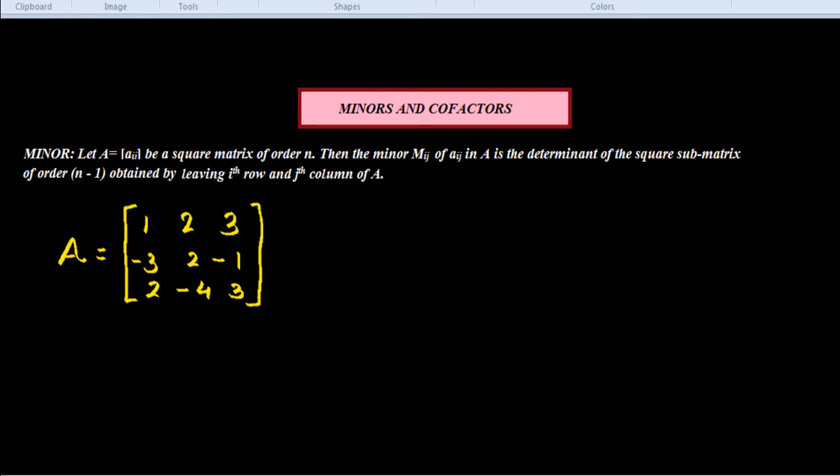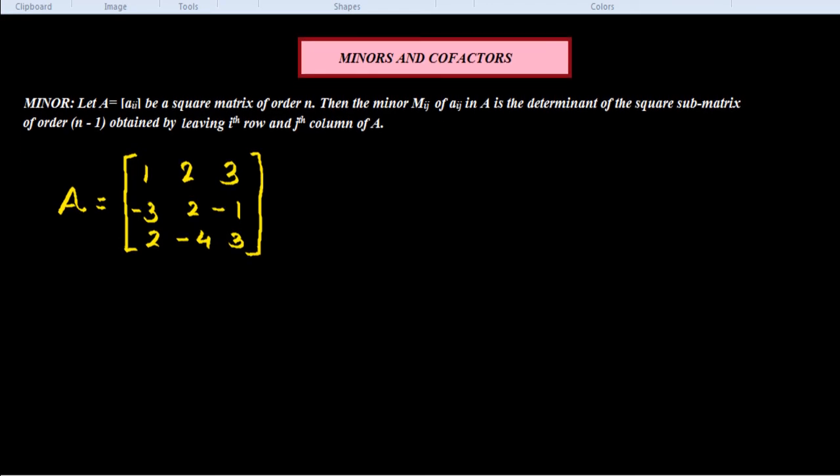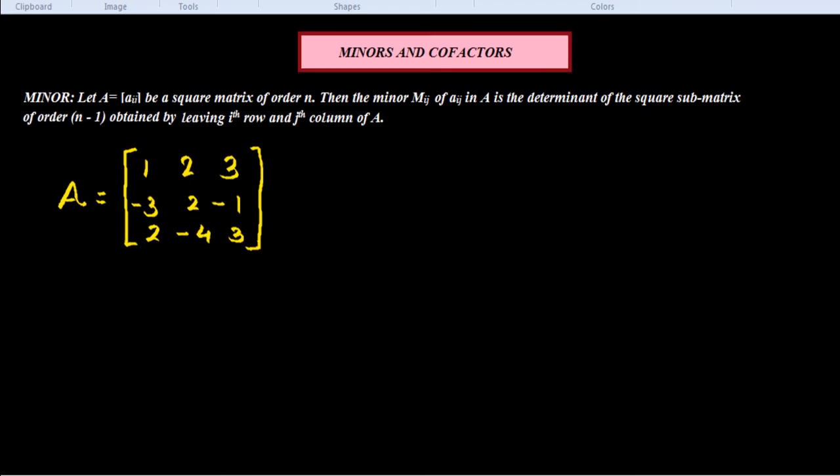Okay, now we have to find out the minors of this. This is a matrix of order 3, so the minor determinant we get is of order 2, because we get an n minus 1 order determinant. So M11: a11 is 1, so we leave this row and this column. The remaining elements we write in the form of a determinant: 2 minus 1, minus 4 3. Now we have to find the value of this determinant.